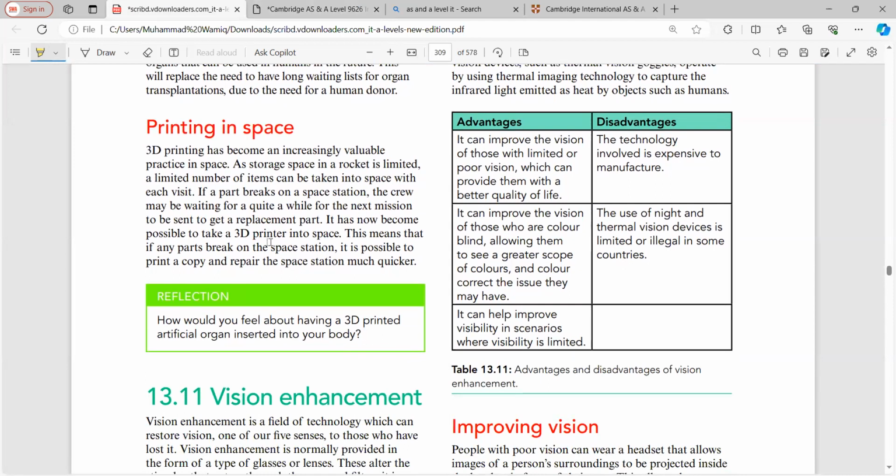We have 3D printing in space as well. The storage space in a rocket is limited, so only a limited number of items can be taken into space, but if I carry a 3D printer, I can print any item that I require.